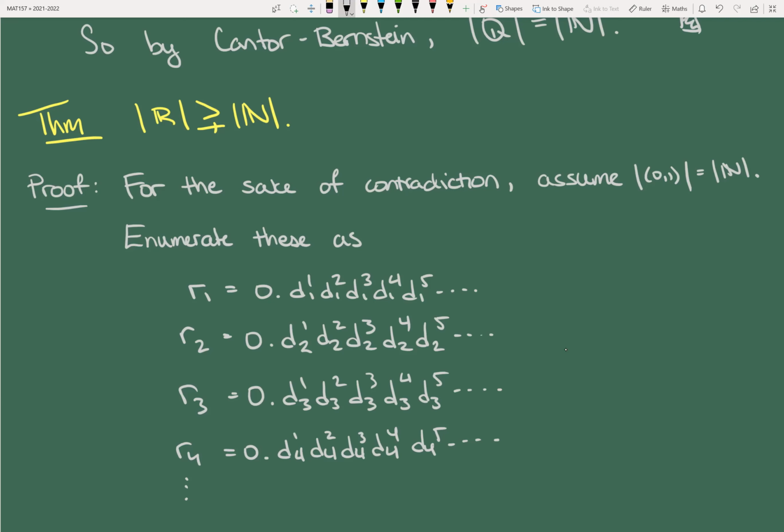Now, when I write this, I want to make it clear that D sub ij isn't raising anything to the power of j. This is saying that this is the jth decimal of R sub i. So there aren't any powers. It's just a double index because we've got a whole bunch of indices going on.